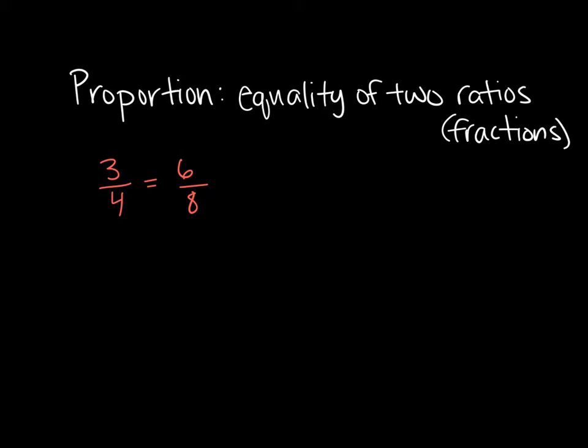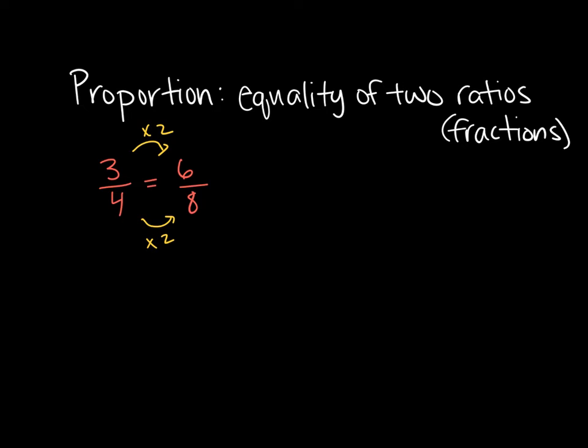The answer is you multiplied by 2. 3 times 2 is 6, and 4 times 2 is 8. When you multiply both the numerator and the denominator by the exact same number, you will get a new fraction that is equivalent to the original fraction.